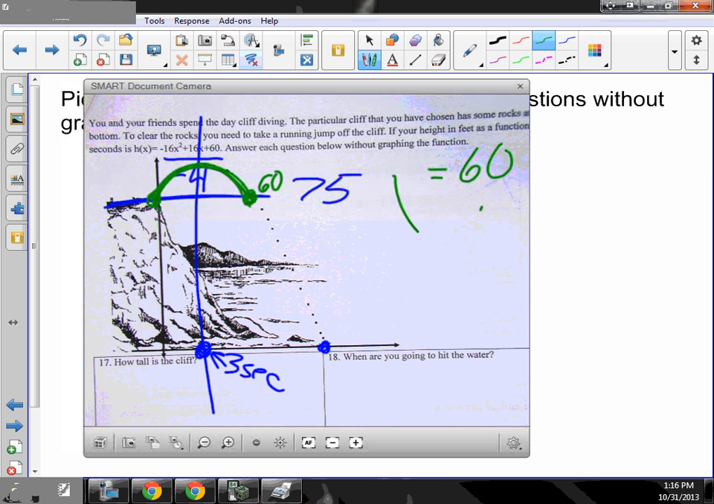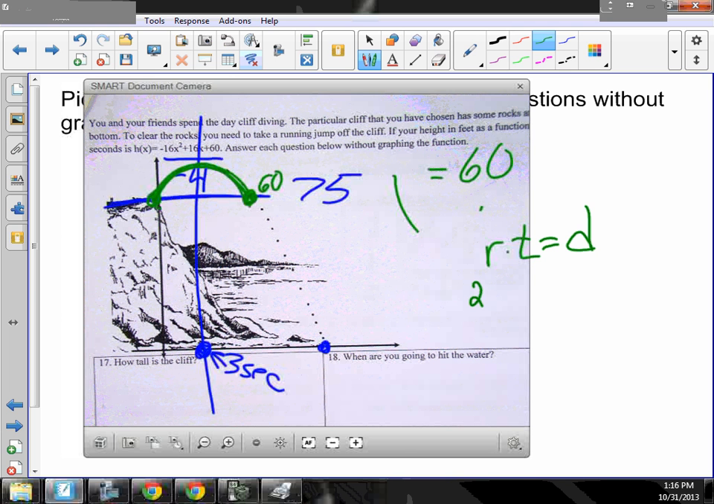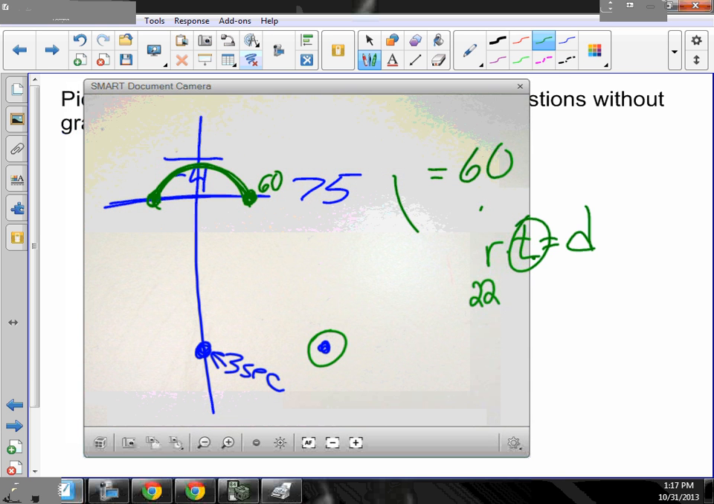And number 22, if your horizontal speed is 22 feet per second, how far did you go to clear the rocks? Well, you know the equation, rate times time equals distance. If I know this is 22 feet per second, what is that going to be? We don't know the number, but where will I find this answer? It's this answer here. It's how long it took you to hit the water. Okay, turn the page. So that page is homework.